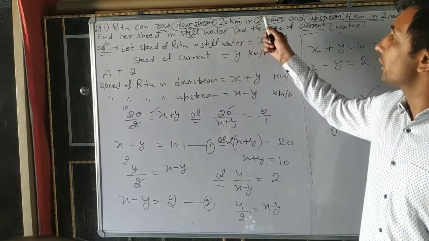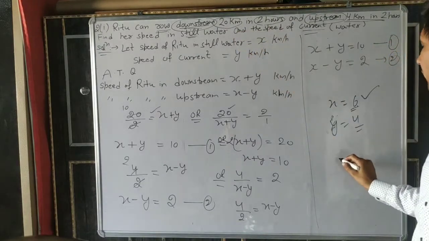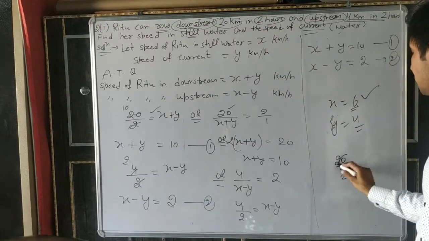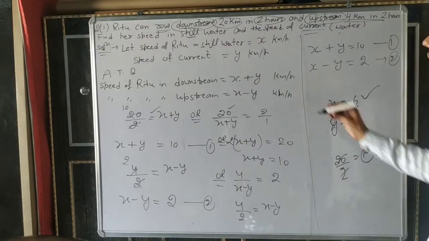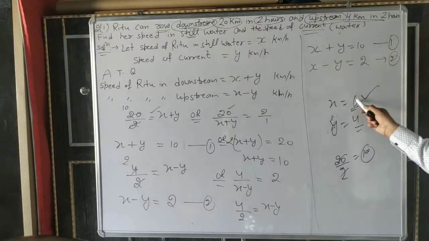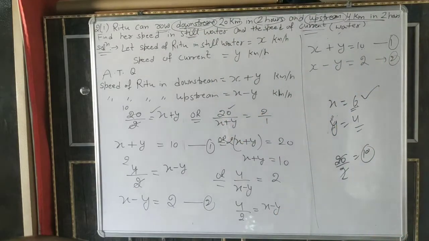20 kilometer in 2 hours. So 20 kilometer distance divided by 2 hours, what speed comes? Speed is 10 in downstream. In downstream it is x plus y, 6 plus 4, 10. It means our answer is right. Okay. Now we will do the next part. Look at it. Note it down and you have to do it yourself.